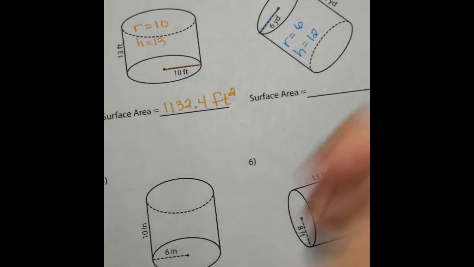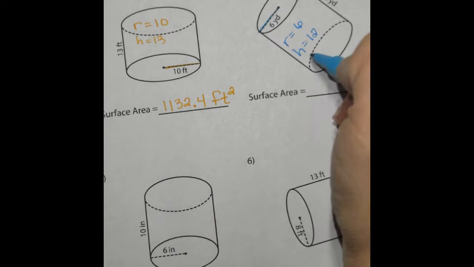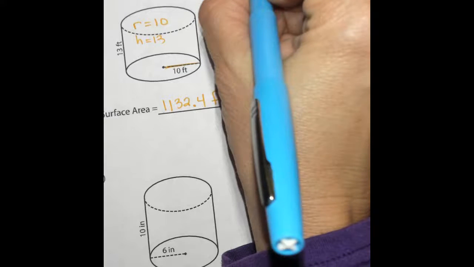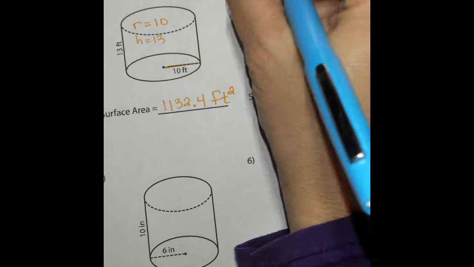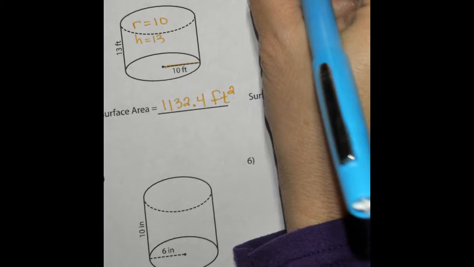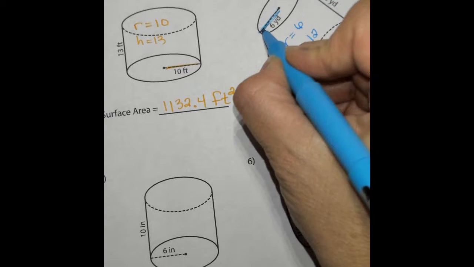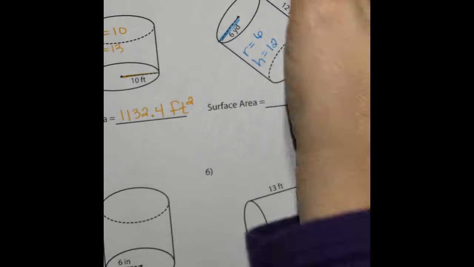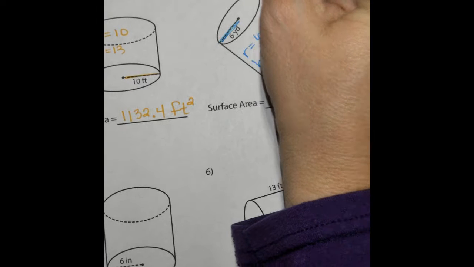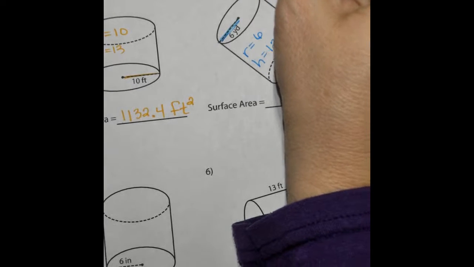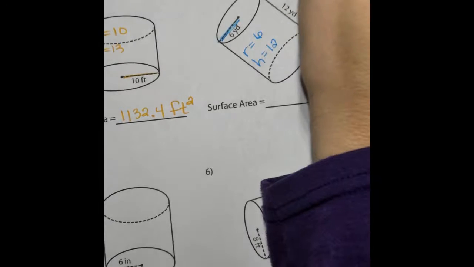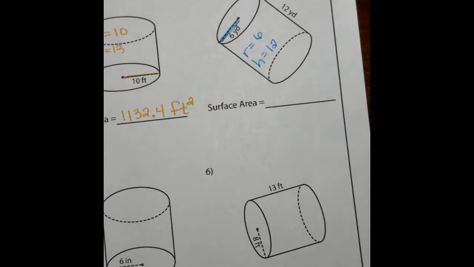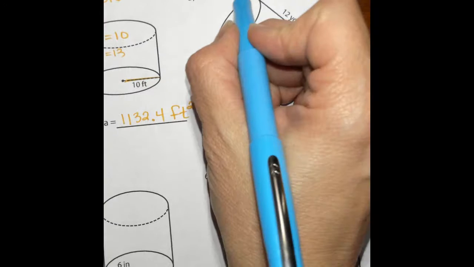Okay, so using 6 for radius and 12 for height, I'm going to run out of space. Surface area is 2 times pi. Our radius, which is half of the circle, is 6, so 6 squared, plus 2 times pi times radius times height. So I did run out of space. I apologize. Okay, order of operations.